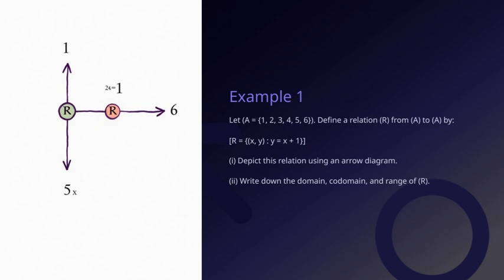This exercise helps us understand how relations work within the same set, and visual tools like arrow diagrams are great for clarifying these connections. By analyzing the domain, codomain, and range, we deepen our understanding of how relations behave, especially when working with finite sets like this one.